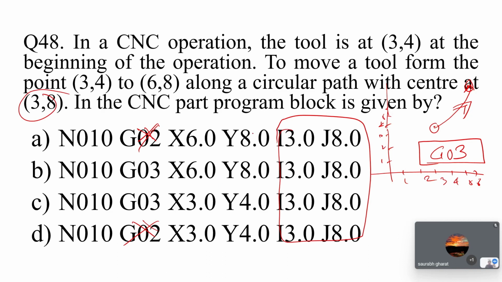So what remains is the X and Y part. What is required must be the end point. What is the case here? In this option they are using the end point, and here they are using the start point. So this option is completely wrong because you need to supply the end points. In this one only we are giving the end points. So I and J is the correct center, and G03 is correct. So every part here is correct.